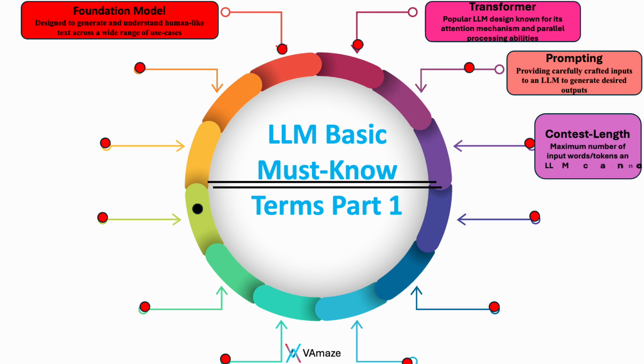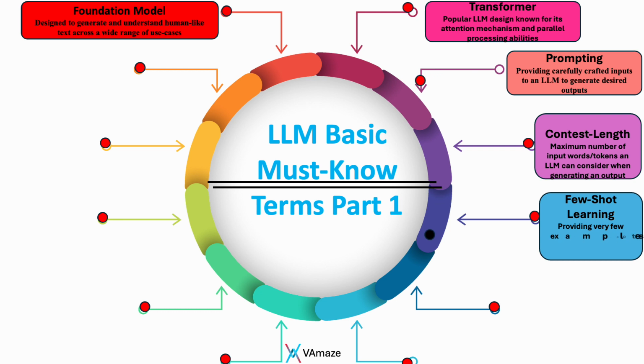Make sure that the more accurate and specific the input, the more accurate the output. And the context length is the maximum number of input words or tokens the LLM can consider when generating an output. Typically, this context length is different for different LLMs, ChatGPT versus Claude AI or Gemini, or the different versions of the LLM itself, like version 3 and version 4, etc.